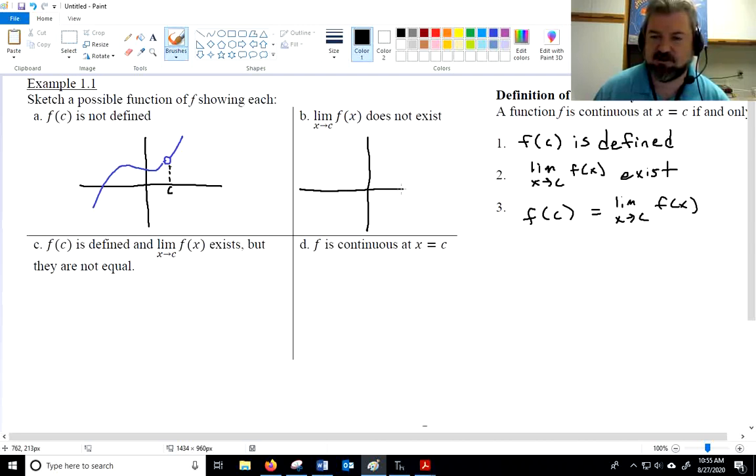Let's take a look at one where the limit does not exist. How about I am coming up like this, and I get to some value c, and right there, I jump up here. Well, definitely f of c exists here, right? It's right there. But the limit does not exist because the limit from the left and from the right are not equal. So this function is not continuous at x equals c.